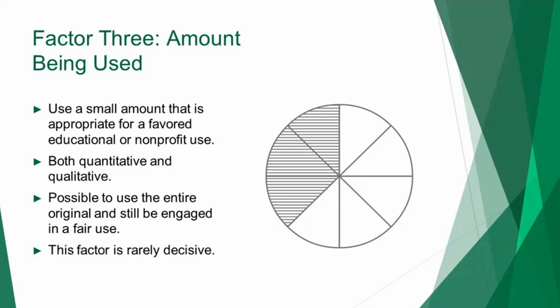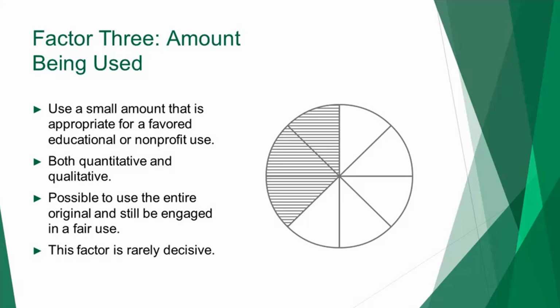So this factor is both quantitative and qualitative. It looks at both the actual amount you're using as a fraction of the whole, but then also at how substantial it is. So if you take just a small part, but it's what's called the heart of the work, or what could be considered the heart of the work, you still might not be engaging in fair use.